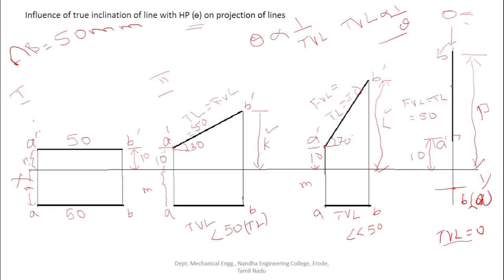If the inclination of the line with the HP is 90 degree, then the distance between the point B and the HP is still increased. This is the maximum distance. So here K is less than L, which is less than P. On the other hand, P is greater than L, which is greater than K. That is nothing but: when the true inclination of the line with the HP increases, the altitude of the other end of the line from the HP will also increase. These 2 points are important points.